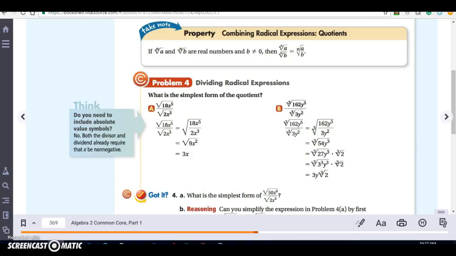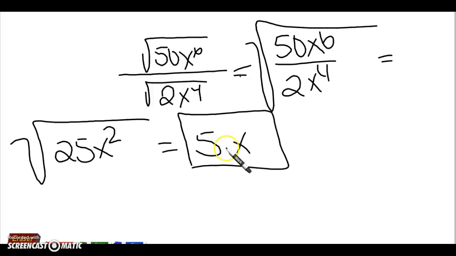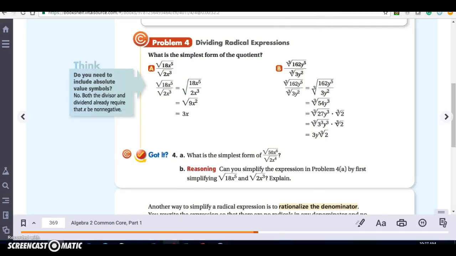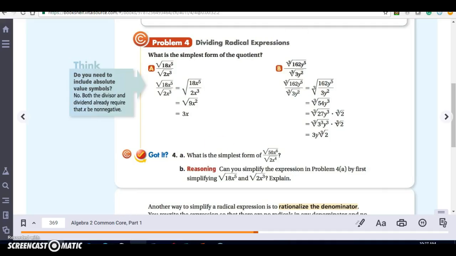Alright, so then it says, can you simplify the expression in problem 4a by first simplifying? Of course we can. Let's see. Might take a few more steps. We can do it. So we have the square root of 18x to the 5th divided by the square root of 2x cubed.